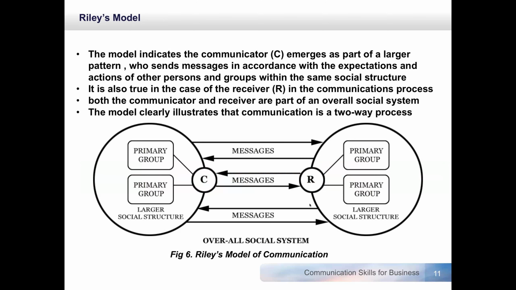Okay, brilliant. Let's go across to the next model, which is called Riley's model of communication. This particular model, as the definition itself says, emerges as a part of a larger pattern. That means somebody who's sending the message is sending it in accordance with the expectations and actions of other persons within the same social structure.